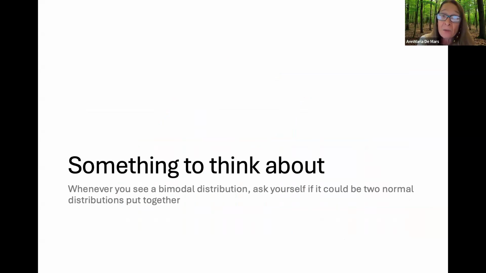And here's something to think about. My advisor in grad school told me this, and it's a very interesting point. Whenever you see a bimodal distribution, ask yourself if it could be two normal distributions put together. So, like I said, that last one is the distribution of height. But when you put together the distribution of height for women, which is normally distributed about the mean for women, and the distribution of height for men, which is also normally distributed for men, you get a bimodal distribution.